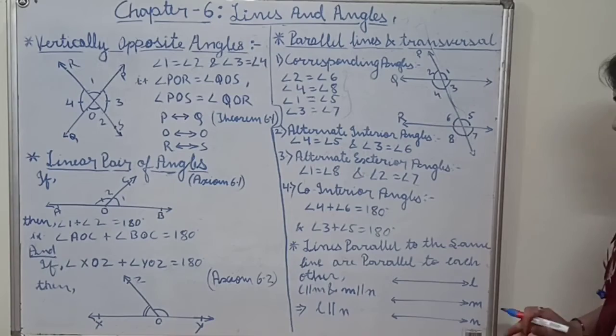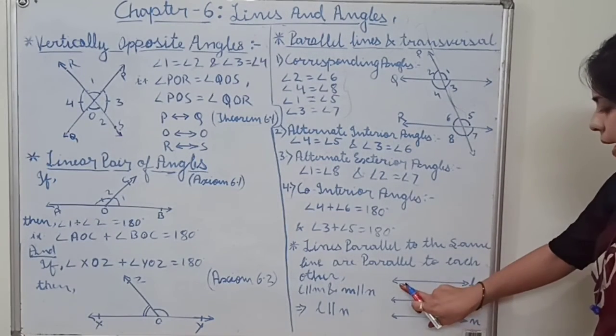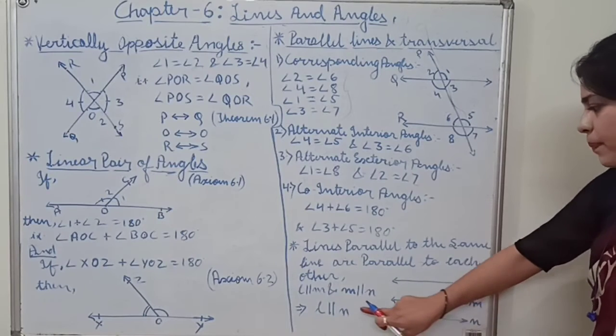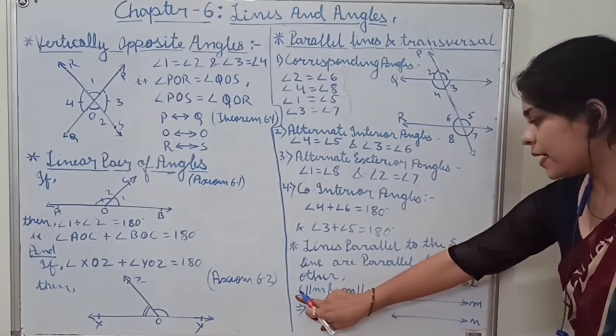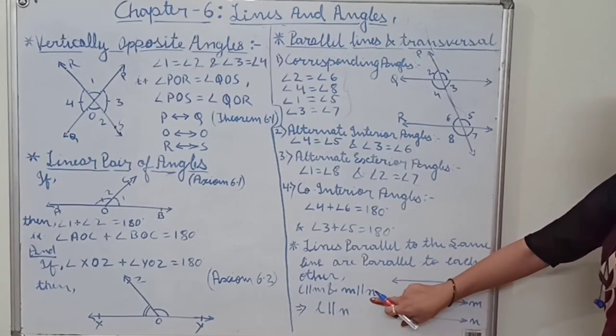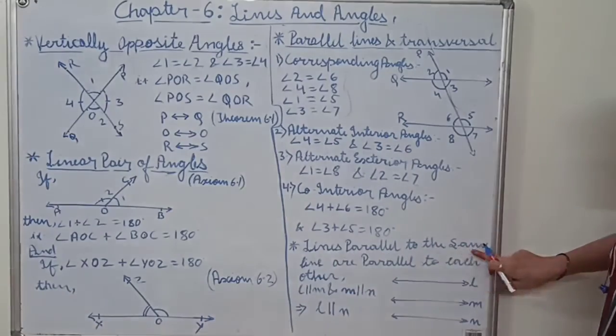The lines which are parallel to the same line are parallel to each other. Line L and line N are parallel to the same line, line M. So line L will be parallel to line N, because the theorem is: lines parallel to the same line are parallel to each other.